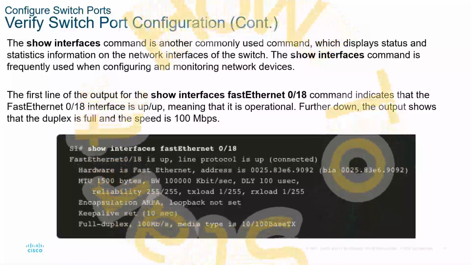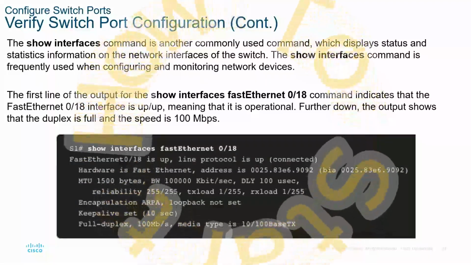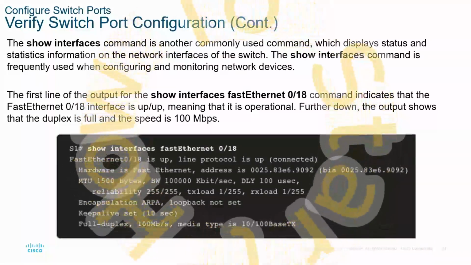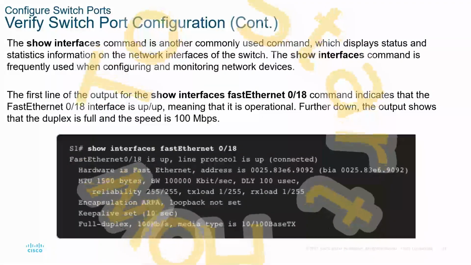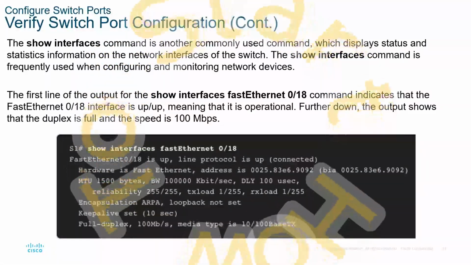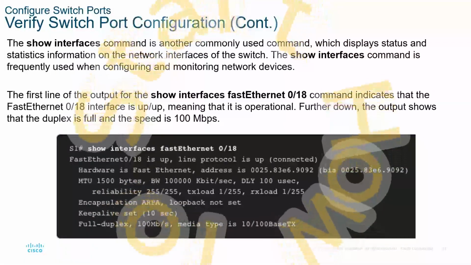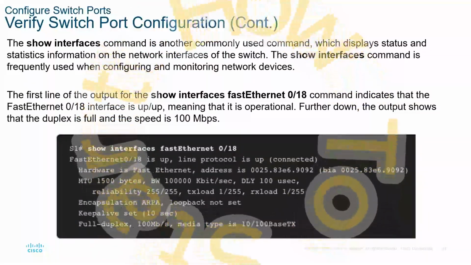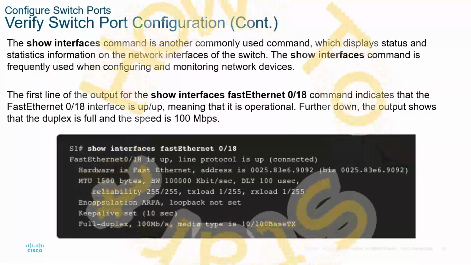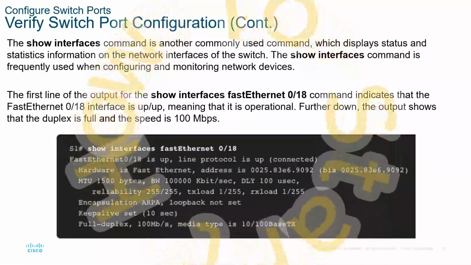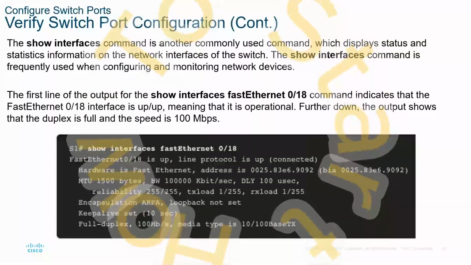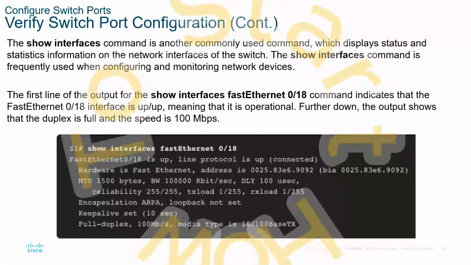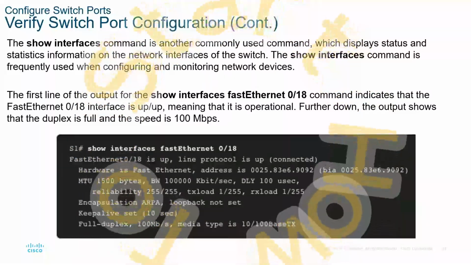If we do a show interface and list out an interface, you will see a detailed breakdown of the interface. Is it up? Is the line protocol up? What MAC address does it have? What is the MTU? What is the bandwidth? What is the delay? The reliability, the sending load, and the receiving load. Those are big ones. Is it full duplex or half duplex?